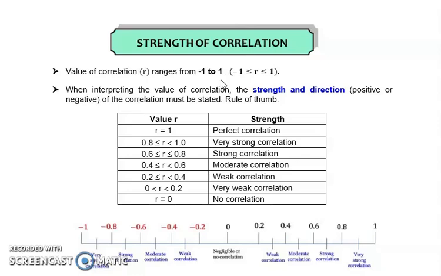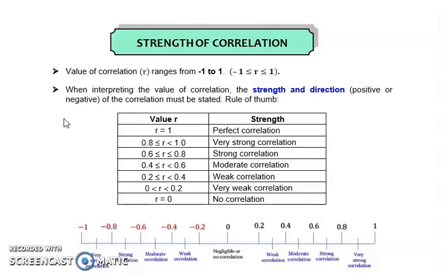So remember, the value of correlation must be from -1 to +1. When interpreting the value of correlation, the strength that I said just now, either perfect, strong, moderate, or weak, and the direction means that either it is a positive correlation or negative correlation. So the strength and the direction we must state.